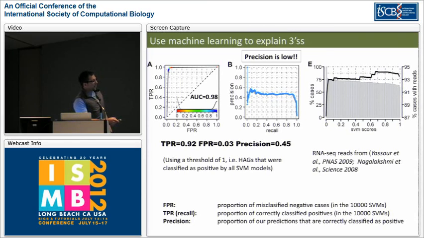Nevertheless, the score of our prediction correlates very well with the number of cases that are covered by deep sequencing reads. These deep sequencing reads were taken from published papers where they did RNA sequencing on yeast. Okay, so we are on a good track, but we still need to improve this.